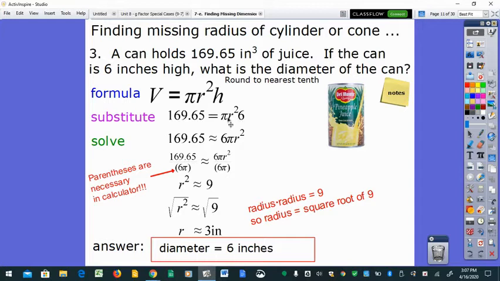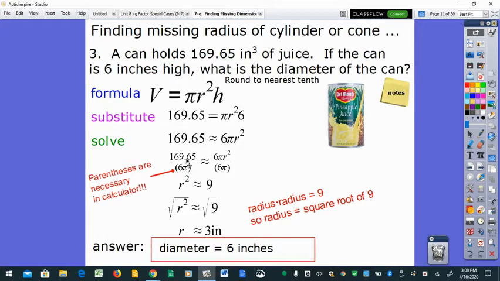Again, commutative property of multiplication: I can change the order, and 6 times pi can come out to the front. I am going to divide both sides by that product. And again, just like the last time, when I go to my calculator, I take 169.65 and divide it by parentheses 6 times pi. Make sure the parentheses are in there. You're dividing by the whole product, so you want to do that first.